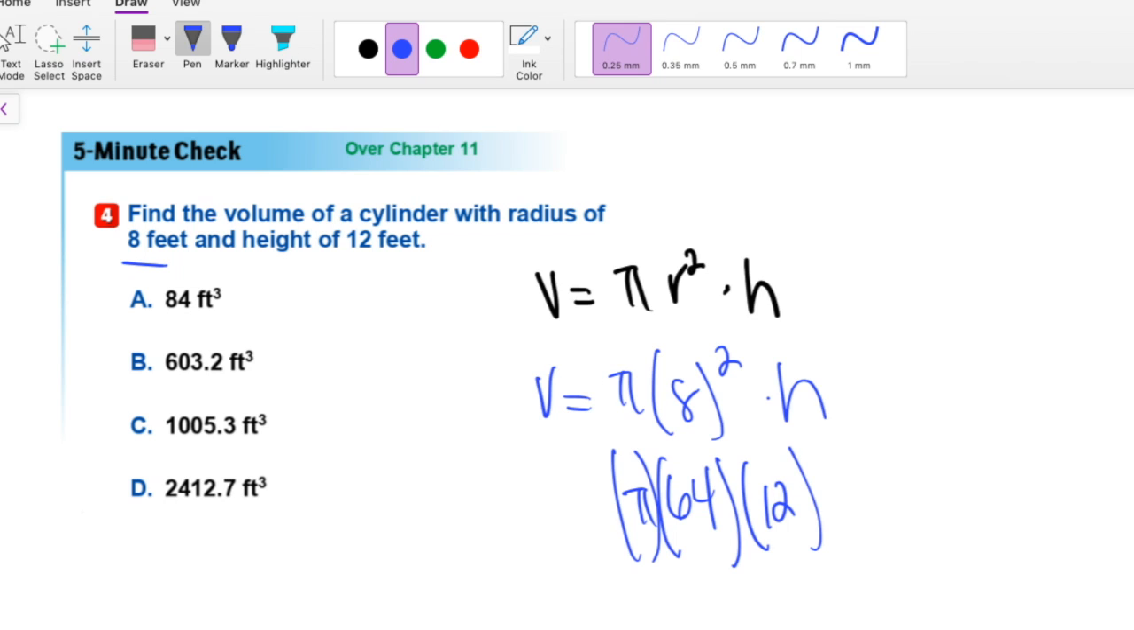Alright, so 64 times 12 gives us 768, and then we multiply that by pi, and it gives us 2,411.52, and that rounds to 2,412, and that is how we got that answer.